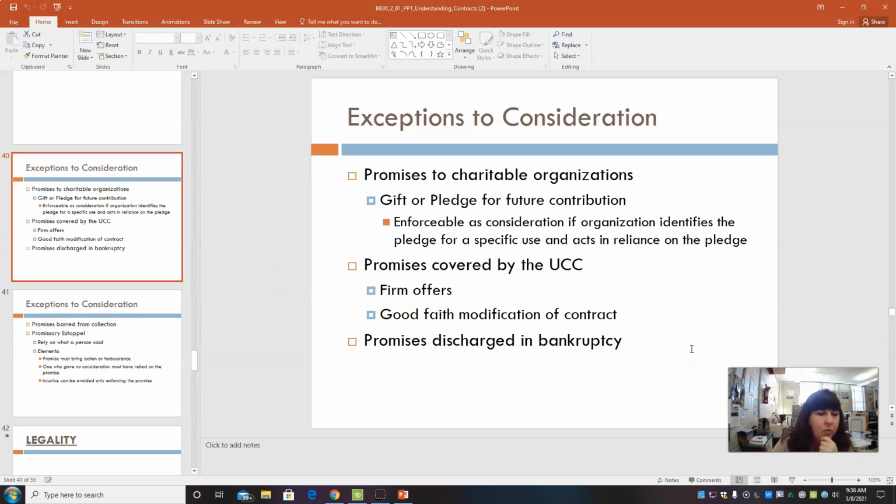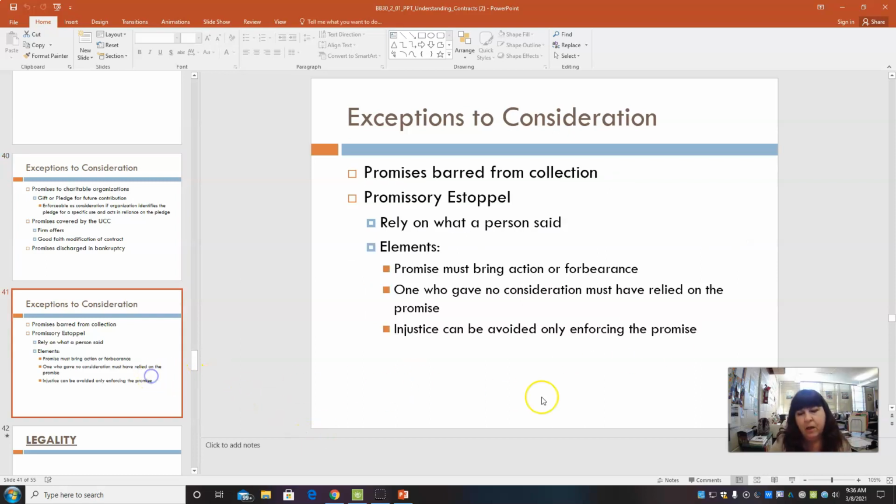Promises to a charitable organization, there again, that's a gift or a pledge. Promises covered by the UCC, and promises that are discharged in bankruptcy. Here's some exceptions also to consideration going on. Promises barred from collection, promissory estoppel, and that means you rely on what a person said, and it gives you the elements of that as well.